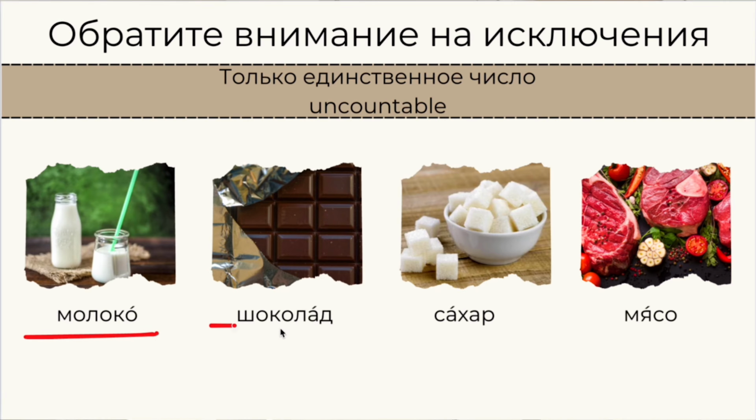Okay, next part. Just like in English, we have uncountable nouns, only singular. We have the same rules in Russian. So uncountable nouns are nouns that do not have a plural form. For example, молоко, шоколад, сахар, мясо.